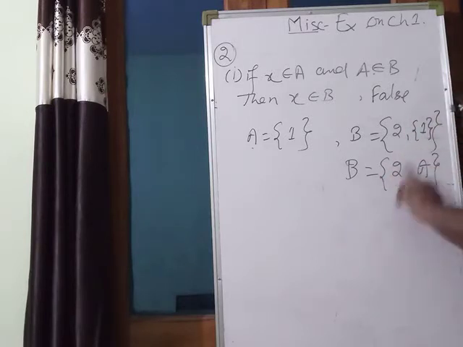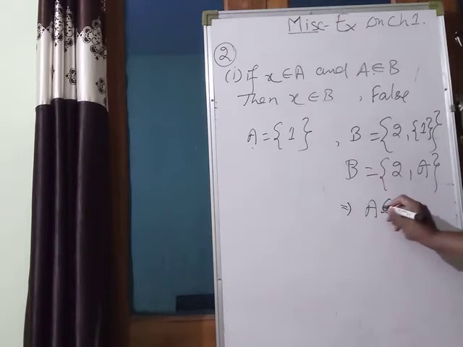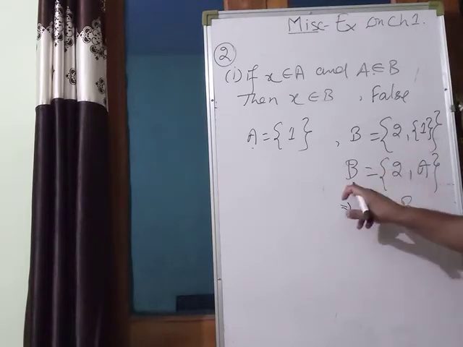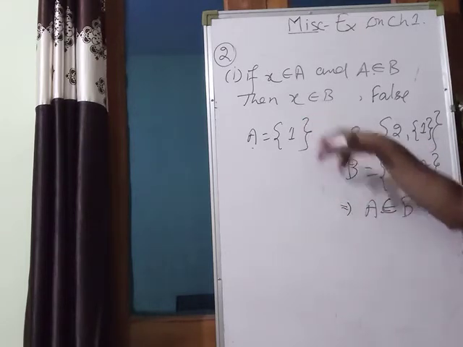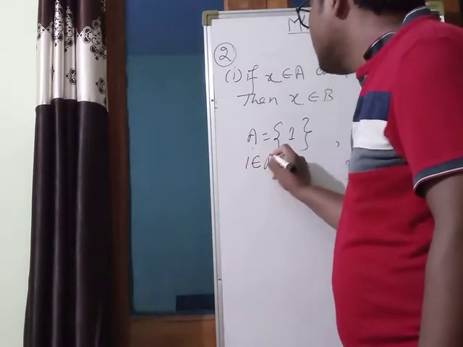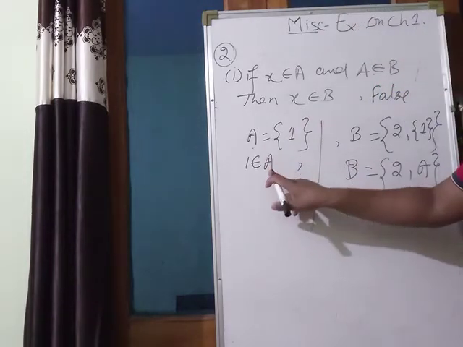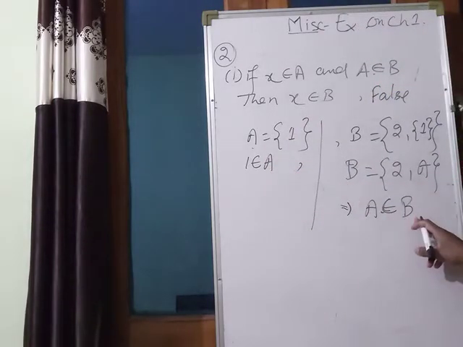First one is 2 and another is set A. So in this case you can see A belongs to B. A belongs to set B. A B में belong कर रहा है. And in this case you can see 1 belongs to A. Okay. So see, 1 belongs to A and A belongs to B.